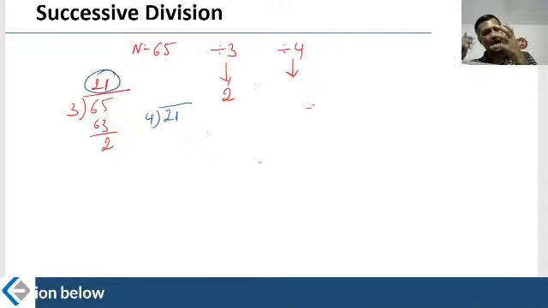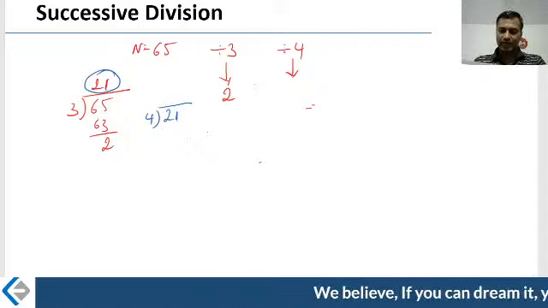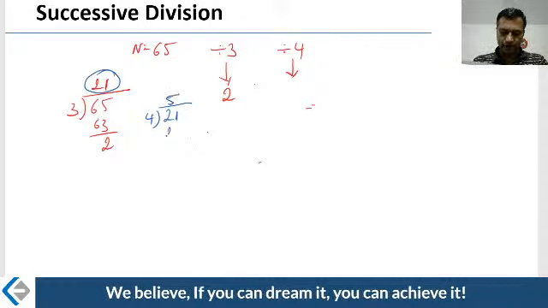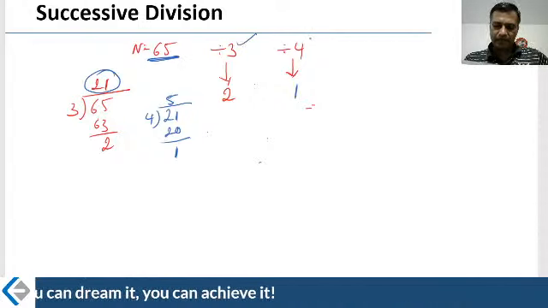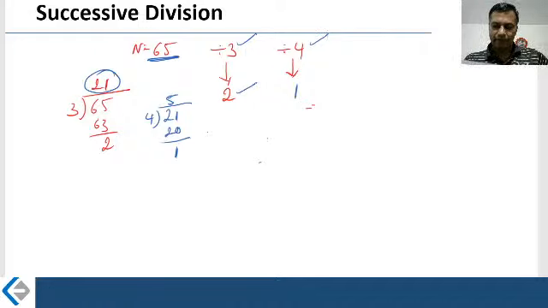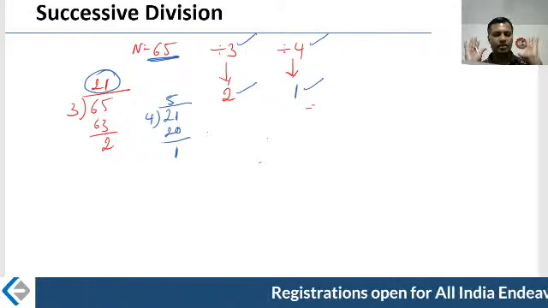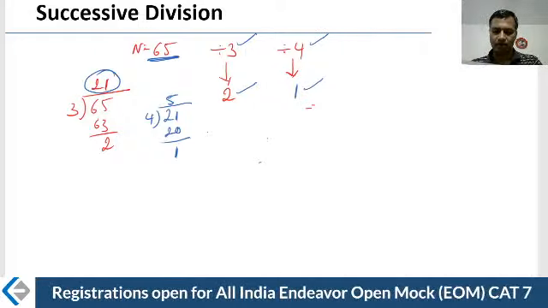Take this 21 and divide this by 4. 4 fives are 20. 1 is the remainder. I will write 1 as the remainder, friends. That's the meaning. I took 65. When successively divided by 3 and 4, it left respective remainders of 2 and 1. This is the meaning of this particular question.